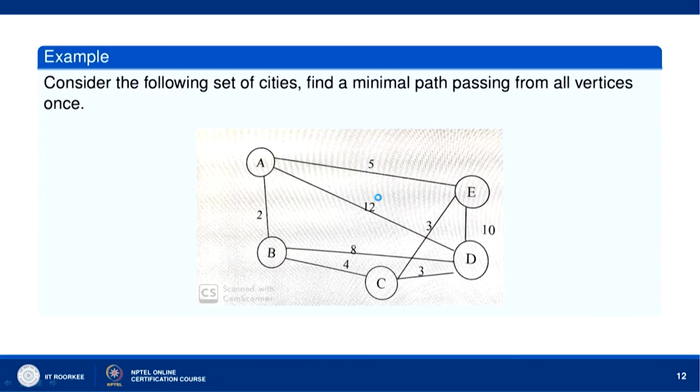Now, let us consider this example. We consider the following set of cities, find a minimal path passing through all vertices once.